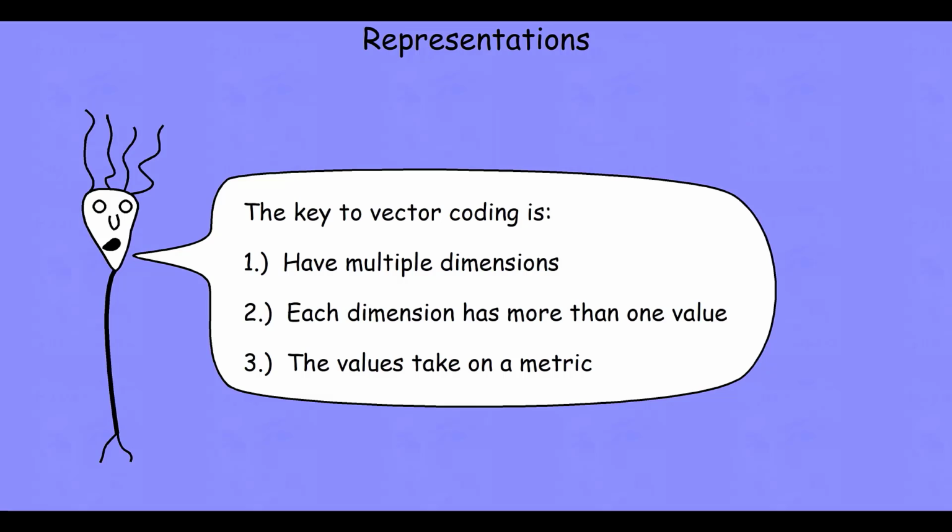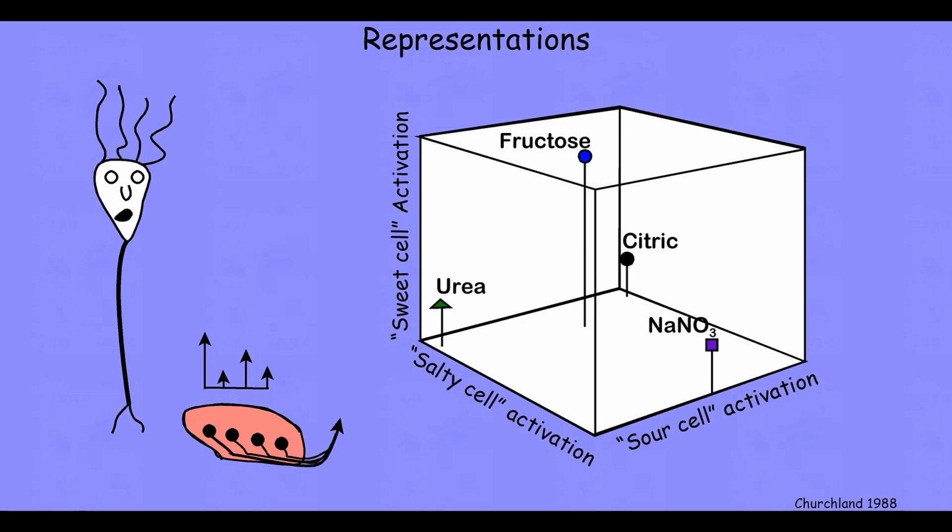Now, vector coding has three important elements. You have to have multiple dimensions, multiple units. Each dimension has to have more than one value, and those values have to take on a metric, greater than or less than. So here's an example from Paul Churchland. This would be a representation of taste within a taste space. So sensors on our tongues that are sensitive to sweet, to salty, and to sour in combination can encode a whole range of different tastes for different kinds of substances.